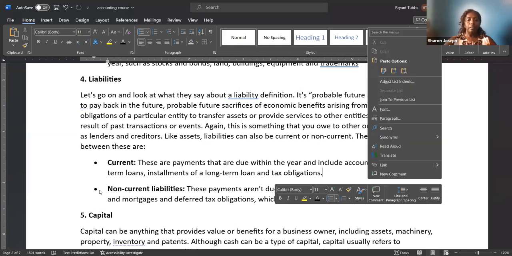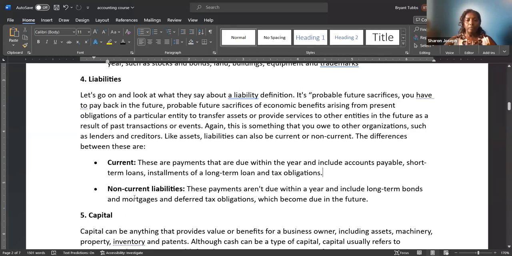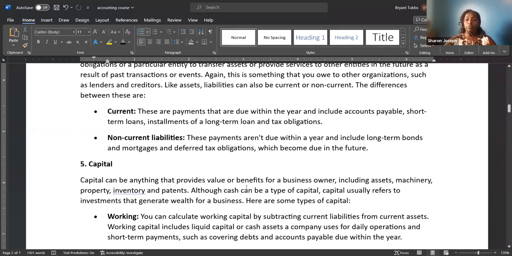This is opposed to a non-current liability. These are payments that are due outside of a year. So it's things like a mortgage or long-term tax obligation. These are something that you would pay back over years. A mortgage you pay back over 15 years, 30 years. Let's say you take out a loan for the computer or for the car. A car is something that you pay back over 5 years, 7 years, 3 years, and those would be considered long-term, non-current liabilities.